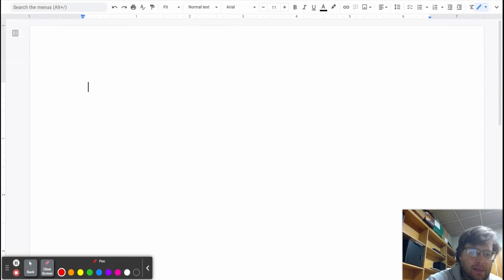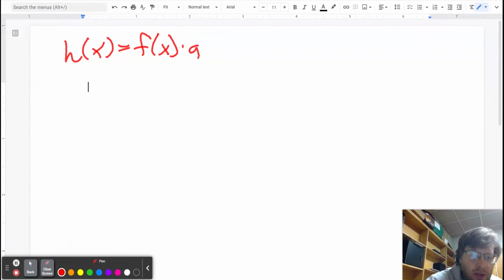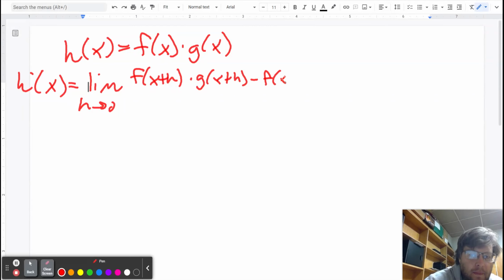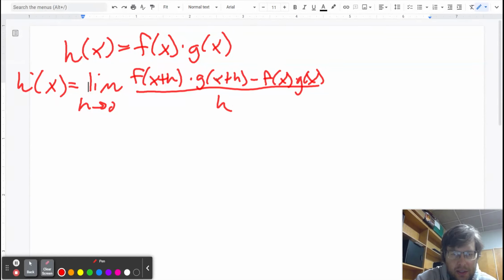So let's look at a function. Let's say that h of x is the product of f and g of x. So then what I know is that the derivative of h is the limit as h approaches 0 of f of x plus h times g of x plus h minus f of x times g of x all over h.